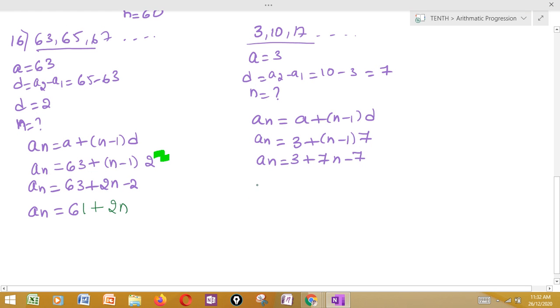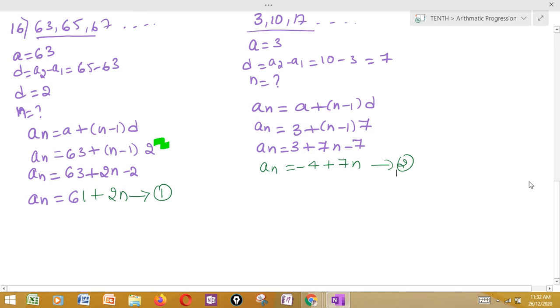So 61 plus 2n. Here when you see the second progression, let me write this as equation number 1. Now an is equal to 3 minus 7. How much do you get? 3 minus 7 is minus 4, plus 7n. Let me call this equation number 2.